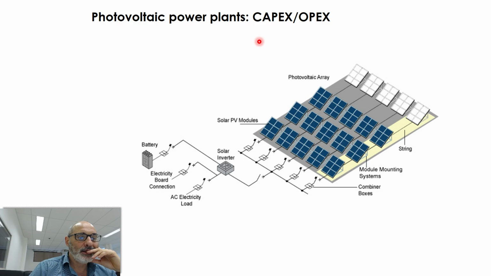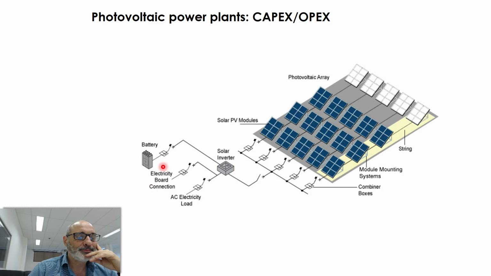Another thing that I wanted to comment is that you have the solar panels, but you also have to have other types of equipment. You have to have an inverter. Actually, the electrical current produced by these panels is continuous, so you have to transform that into an alternating current. So you have to use an inverter.